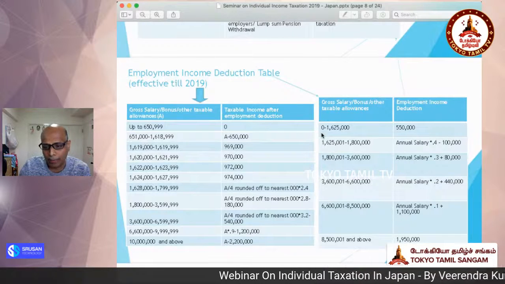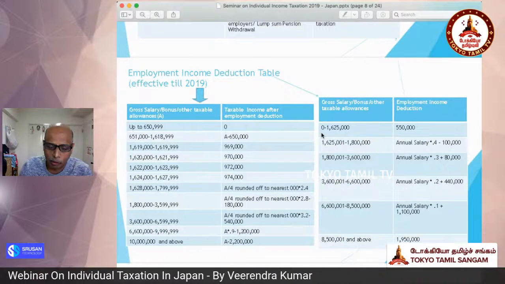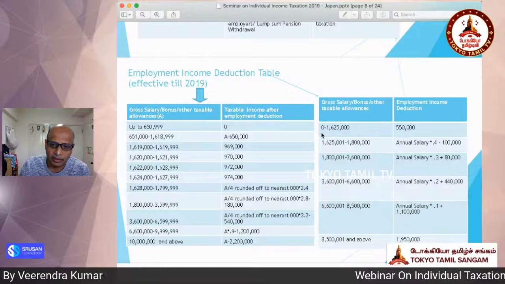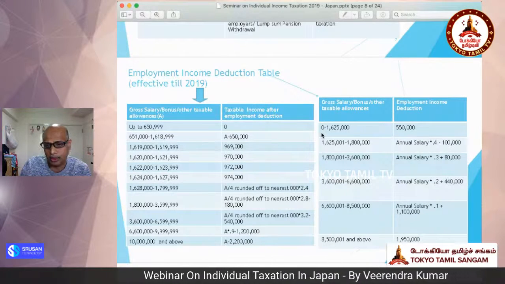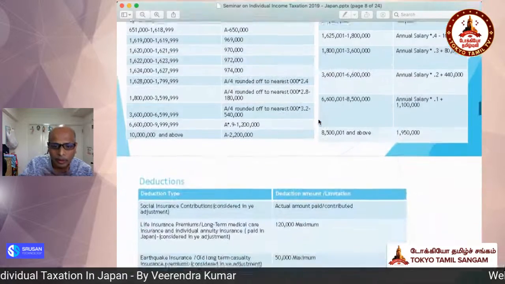So the maximum impact is around 250,000. There is a decrease in the deduction available to the employees who are earning more than 10 million and above.